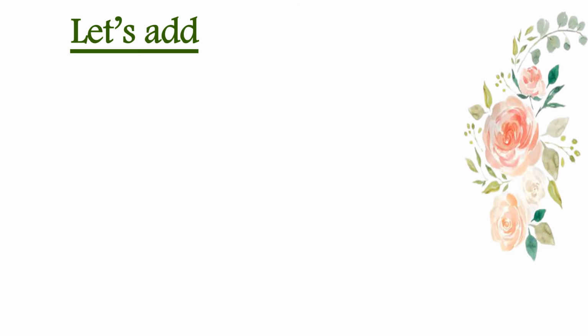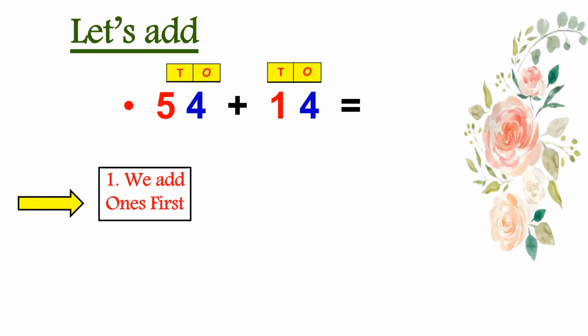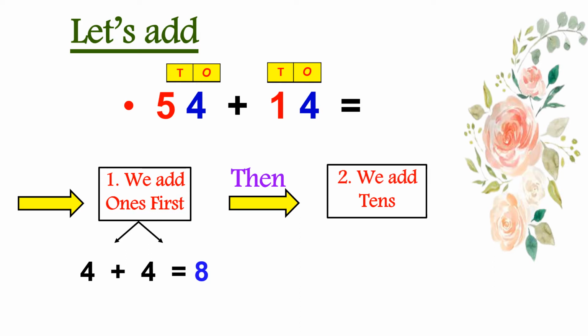Let's add. We have 54 plus 14. Let's put the places, ones, tens, ones, tens. Don't forget we start addition from ones place first. So we have in ones place 4 plus 4 equals 8. Then we add the tens together. In tens place we have 5 plus 1 equals 6. So the sum is 68.